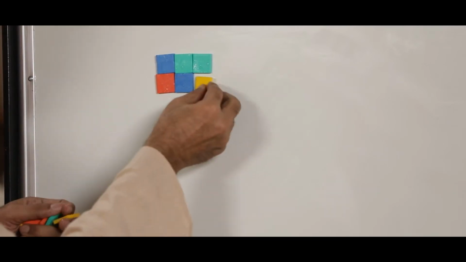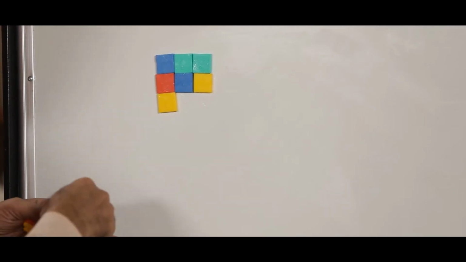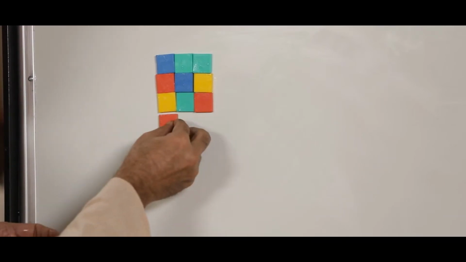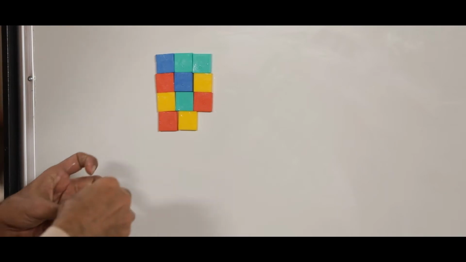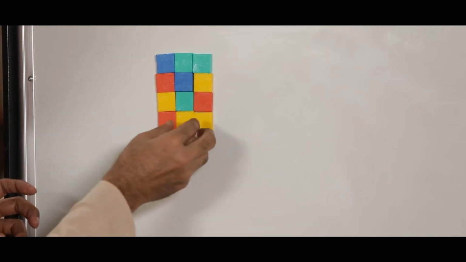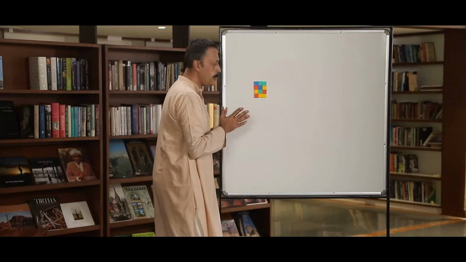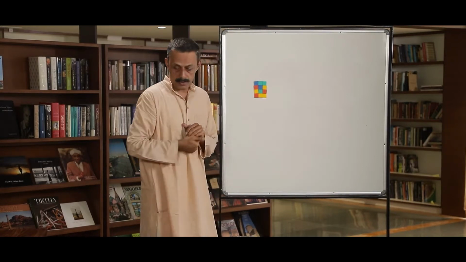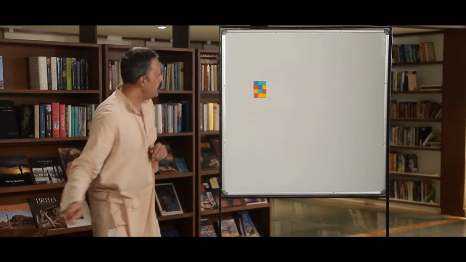This is the second time. This is the third time. And then this is the fourth time. So, I have exhausted all the 12 square counters. I have done 4 groups of 3. We can write it in this way, right?